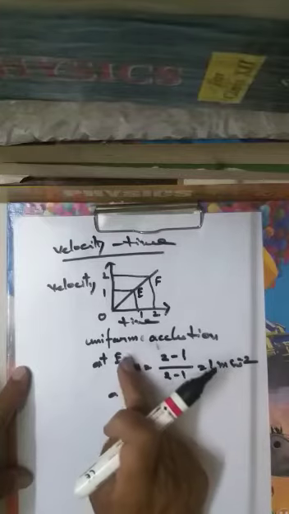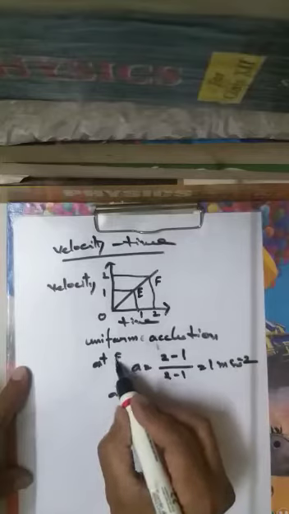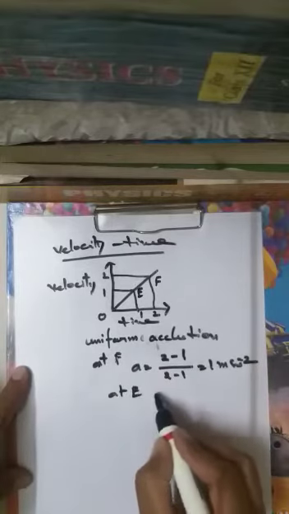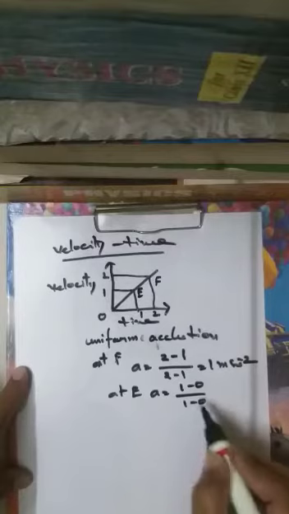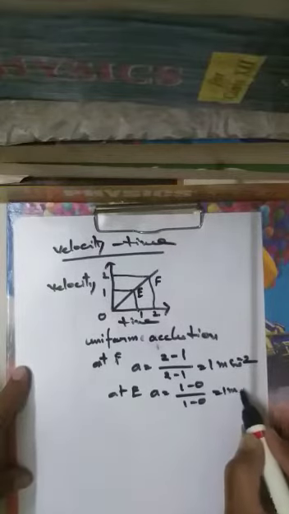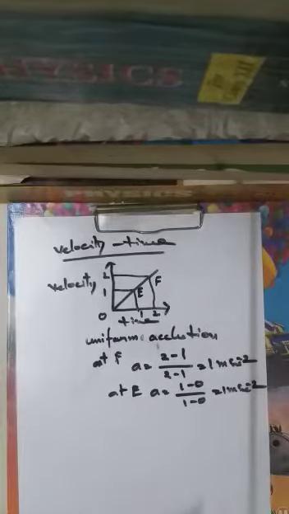At F, at E, a is equal to 1 minus 0 upon 1 minus 0, which is 1 meter per second square. So here the acceleration is increased at a rate of 1 meter per second square. So this graph represents uniform acceleration.